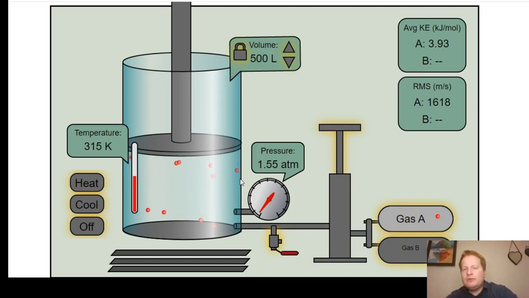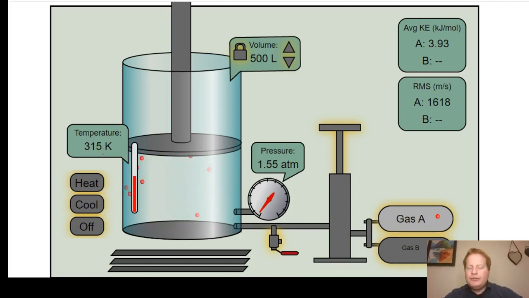We're trying to determine the relationship between volume and pressure only. So that means I can't change the number of particles if I want to test this relationship, and I can't change the temperature in Kelvin either because I'm just testing 2 variables. Otherwise it's going to muck things up and we won't be able to really tell what's happening.